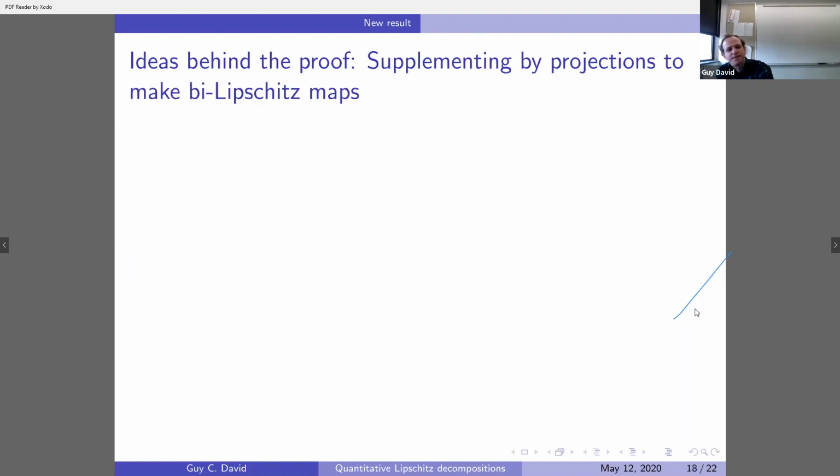Okay. So how do we prove this? I want to talk a little bit about what goes into the proof of step 2 of the theorem.